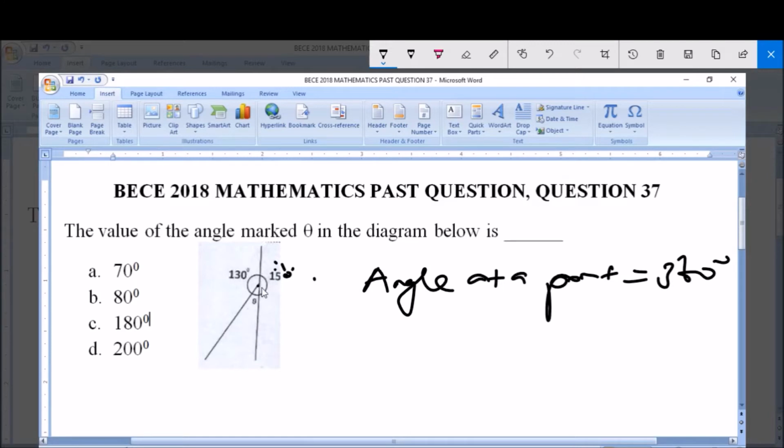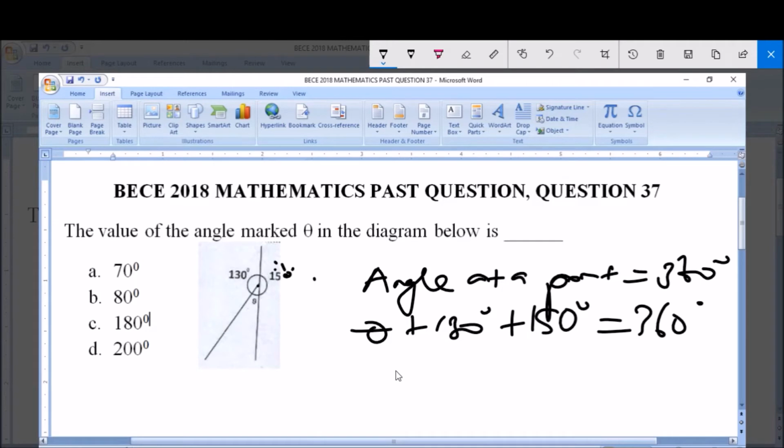Now this point has been divided, that is the angle at this point, 360 degree, has been divided into various segments. You have the 150 degree, you have the 130 degree, and the theta. Now we are asked to find this theta here. So to find this theta, we equate all these angles to 360 degree. So therefore we have that theta plus 130 degree plus 150 degree is equal to 360 degree.